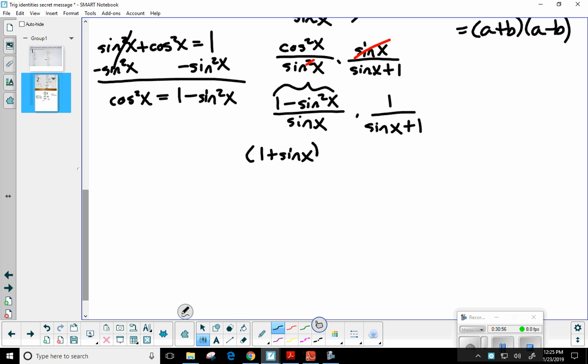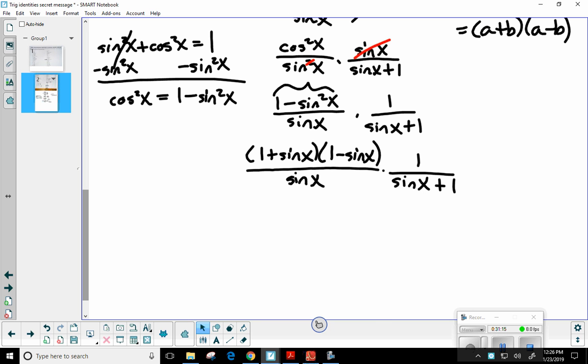1 plus sine x, 1 minus sine x, all over sine of x times 1 over sine of x plus 1. Now, why was that good? See, because now 1 plus sine x and sine x plus 1, those can cancel. Ooh, this was a good problem to choose. This might be the biggest one on there. Okay. And actually, I'm already seeing what the answer is. 1 minus sine of x over sine of x. Well, we don't see that answer in my key, right?